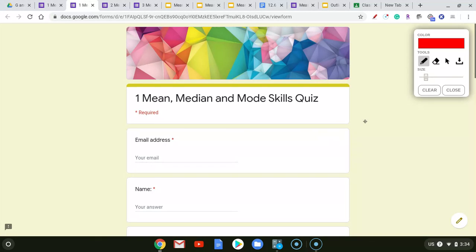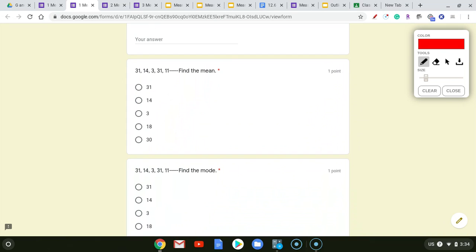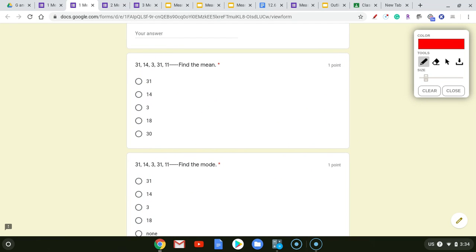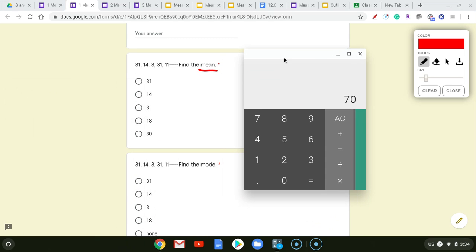All right, let's find the mean, median, and mode of a set of numbers. So this first one, we have 31, 14, 3, 31, and 11, and it says to find the mean. How do we find the mean? Well, we add them up, and then we divide by however many we added.